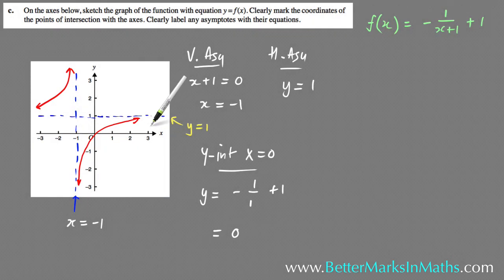All right, so that's a little bit better. Just make yours a bit smoother than that. And voila, there you go. And marking in the axis intercepts, that's going to be 0, 0, and that's all that has to be done for that one. So that's how you do that question.